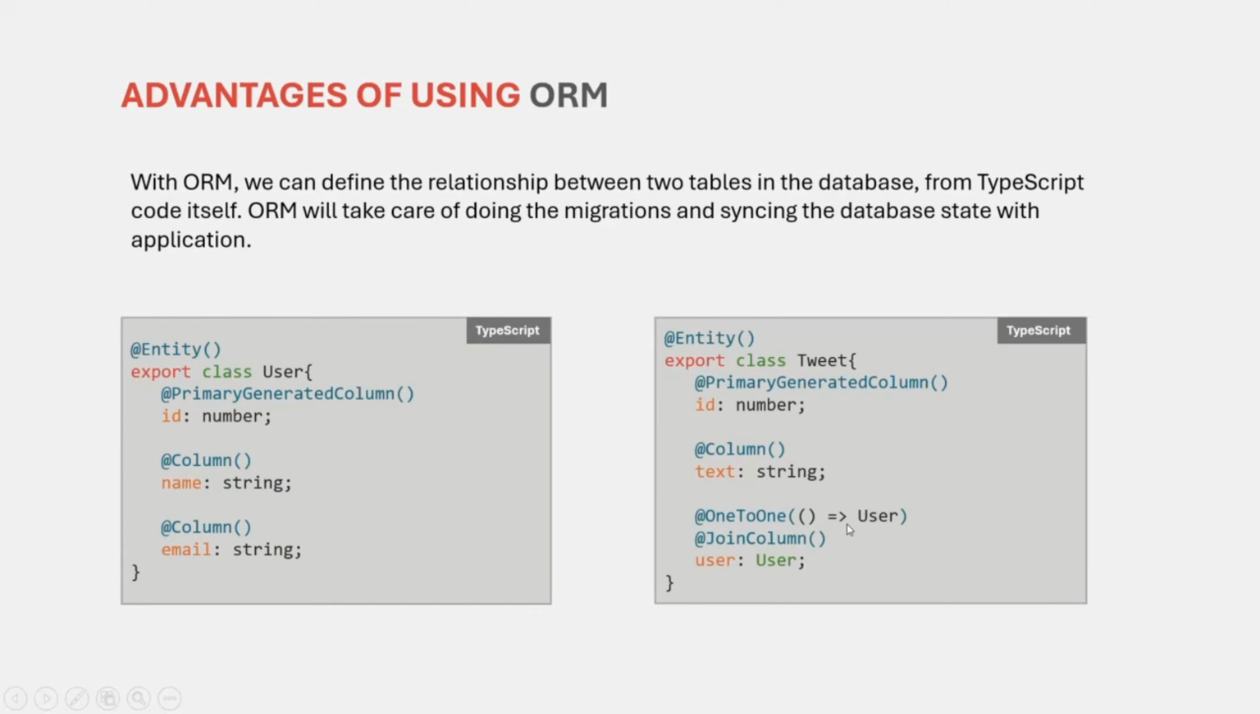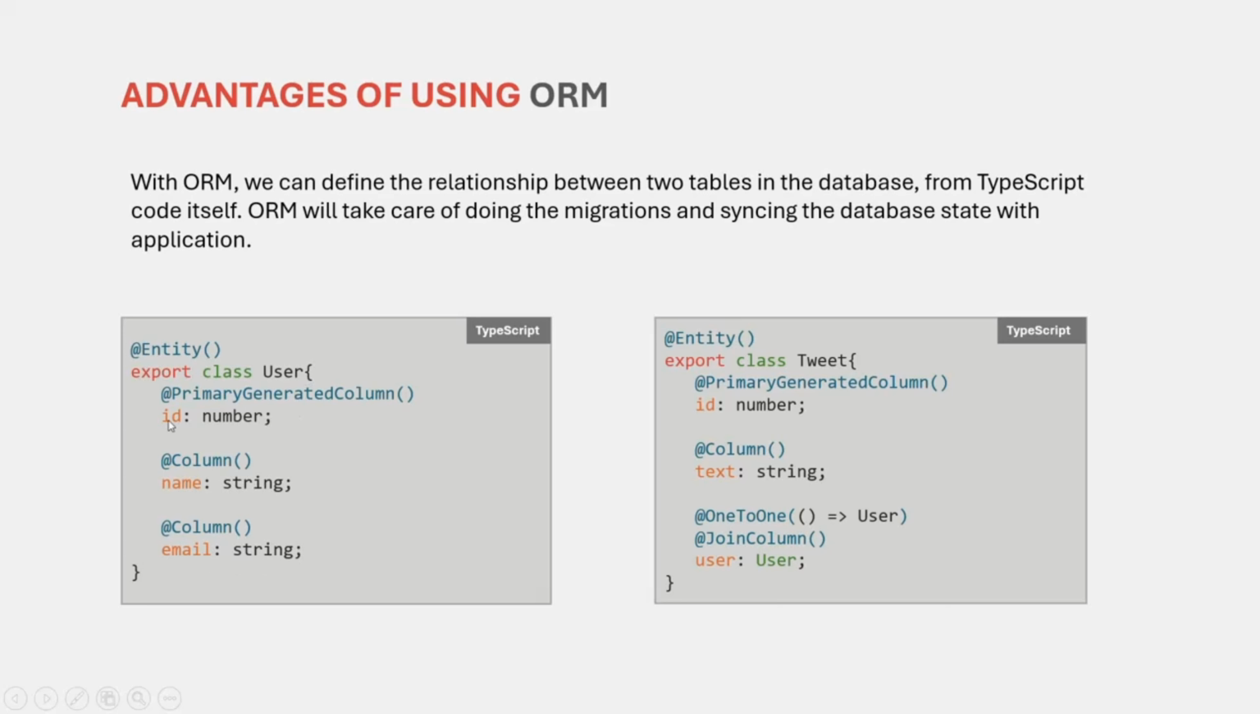Another advantage of using an ORM or TypeORM is we can define the relationship between two tables in the database from TypeScript code itself. The ORM, in our case TypeORM, will take care of doing the migration and syncing the database state with the application. For example, let's say in our database we want to create a user table. For that we need to create a class called User, and we need to decorate it with the @Entity decorator. So this will tell TypeORM that we want to create a user table in this database based on this User class. In here we are also telling what columns we need in that user table.